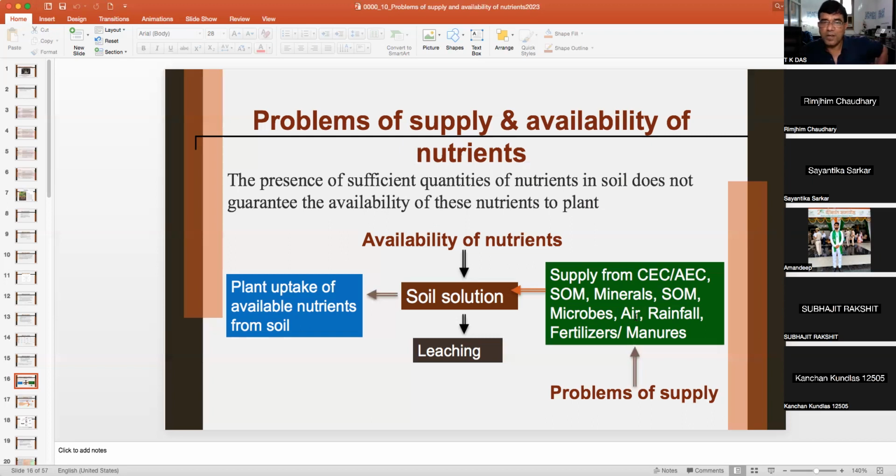So now the question comes, problem of supply. There may be certain issues related to cation exchange or anion exchange. There may be very low cation exchange capacity of the soil. There may not be enough capacity of the soil to hold enough cations or anions in the soil. Similarly, there may be very poor organic matter content in the soil. So a lot of problems can happen in the supply of the nutrients.